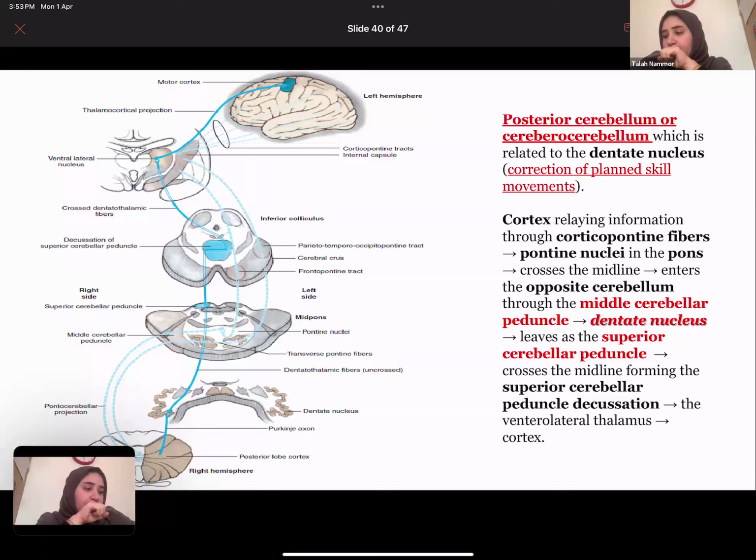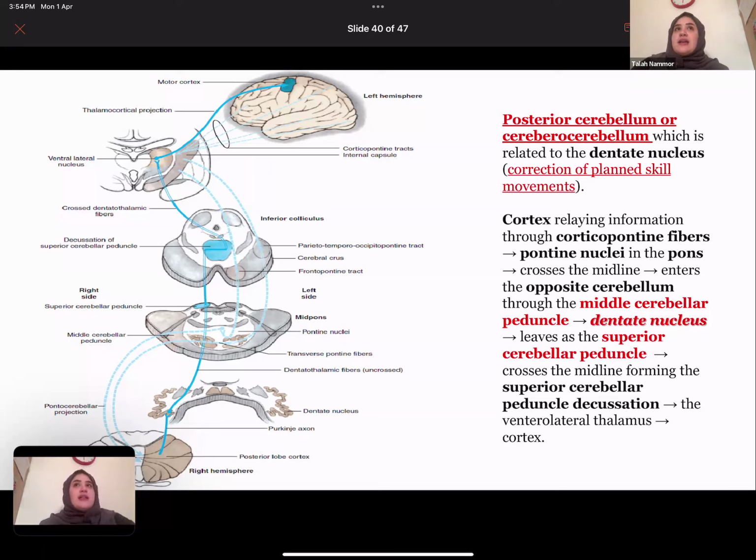So, basically, we're going to talk about the different pathways. Now, it's kind of easy now that we've covered the posterior cerebellar, or the cerebrocerebellum. We already talked about what the cerebrocerebellum function is. The cerebrocerebellum function is to basically plan skilled movement, so we want to correct them. We want to make sure that they're okay and executed in the proper way.